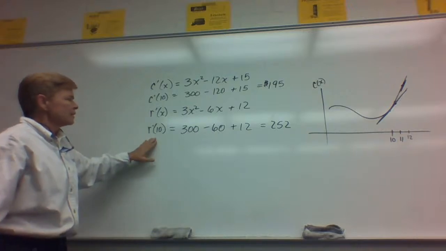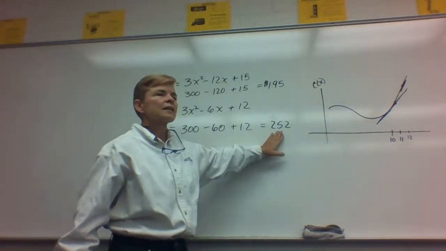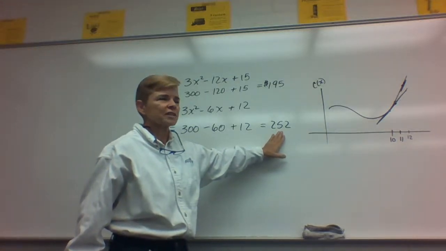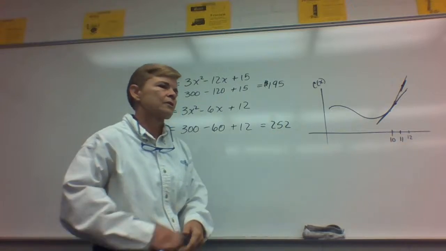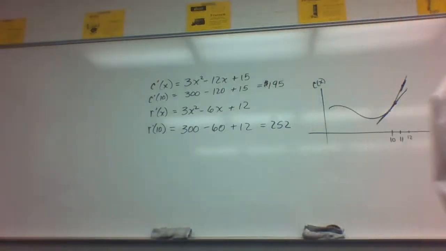This is roughly the revenue for selling the 11th radiator. So those marginals mean the approximate cost of making or selling the next item. You've got your revenue one up there. It's very similar to that.